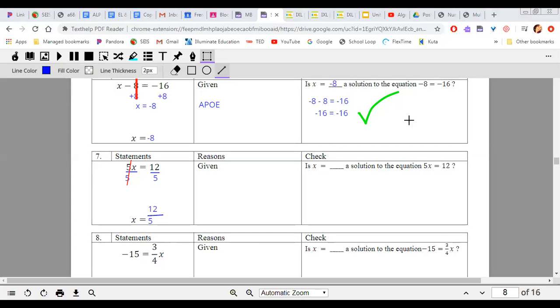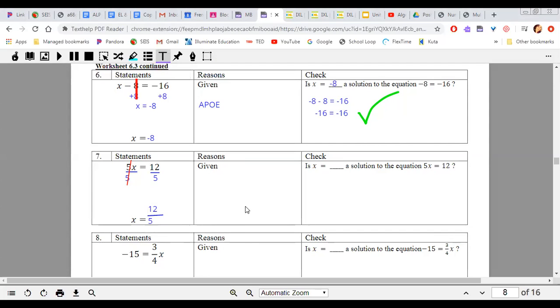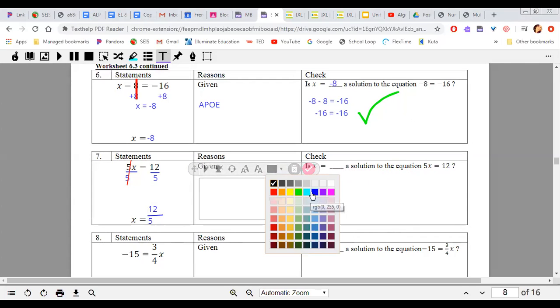All right, yes, good. Thank you, Ethan. We're all on the same page. And then what do I write for my reasons? DPOE. Yes, DPOE, because we divided.